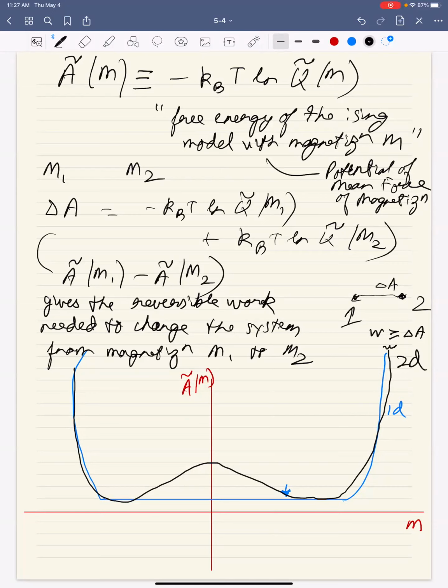Go ahead. Is this average M or just M? M. M is always defined as summation S_i. Okay. Yeah, this is not a thermodynamic average.